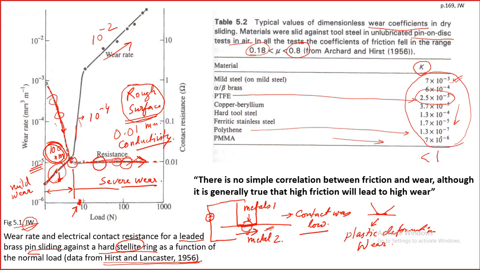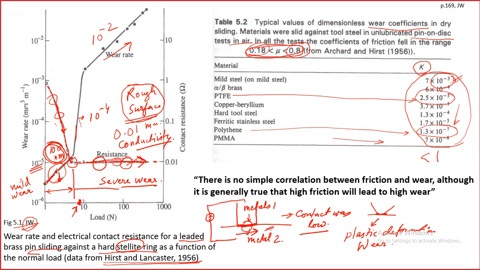And as I said, if it is in this range, 10 to the power minus 7, this is a good situation because wear rate is very small. If it is 10 to the power minus 3, it is not a good situation because wear rate is very high, and you might get numbers in between. So you can see that there is an order of difference between different wear rates, but friction is not changing much. Friction is changing only from 0.18 to 0.8.